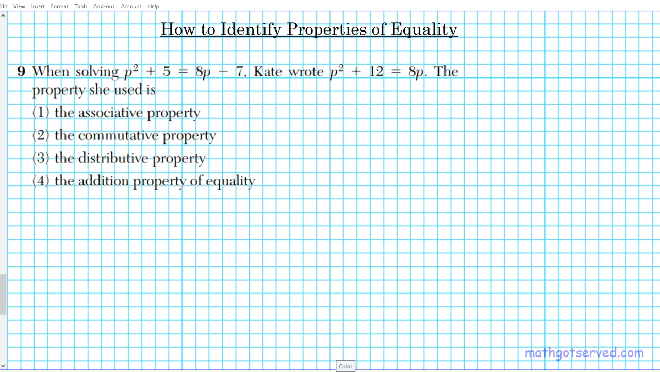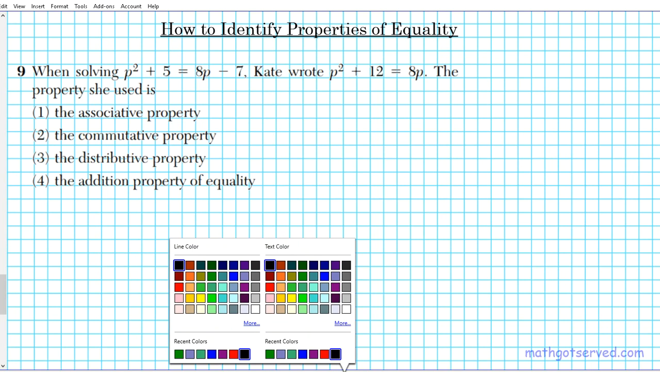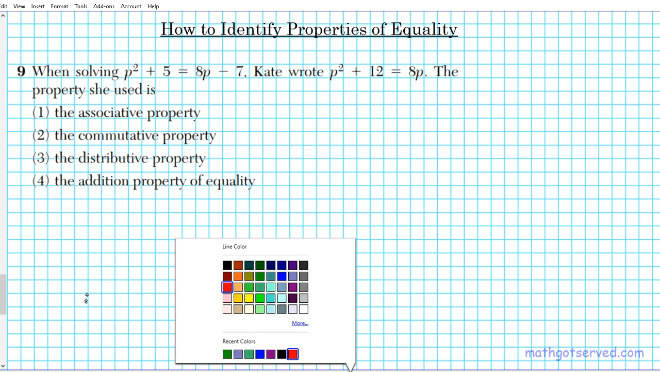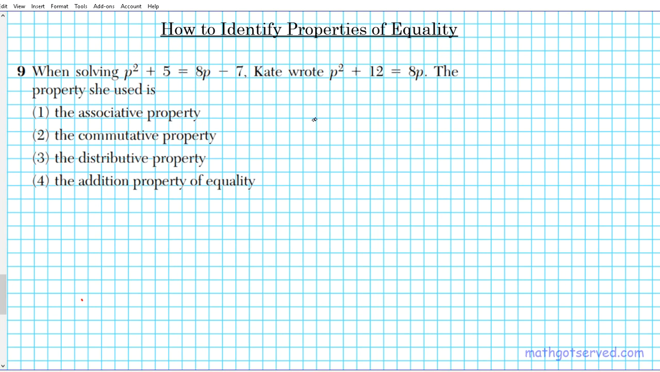Before we get started with the problem, let's go ahead and refresh our memory as to what our properties of equality are as indicated here. A lot of them that we have here apply to both addition and multiplication. Okay, so first one, do you remember what your associative property of multiplication and addition are?